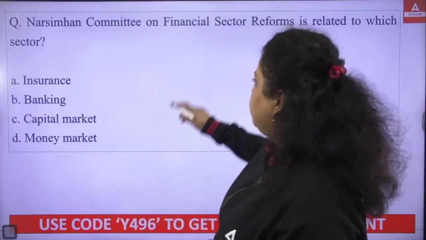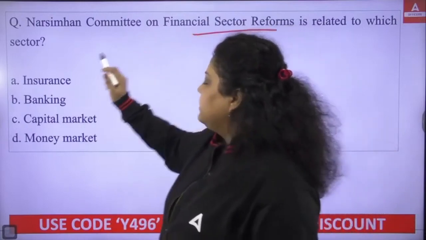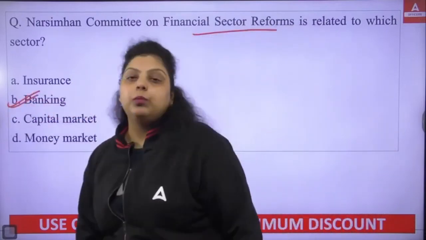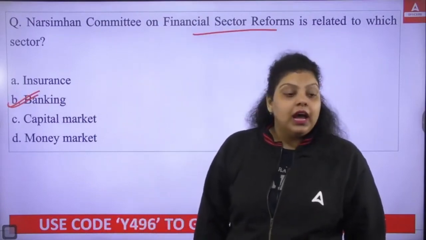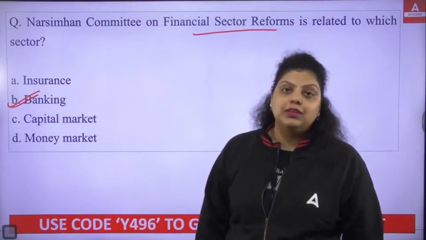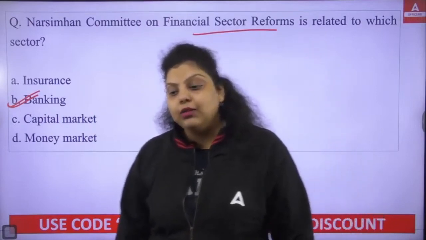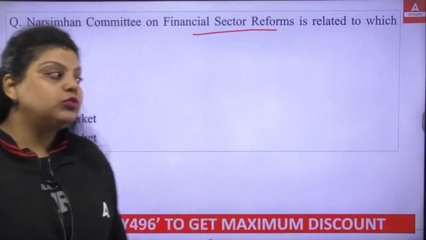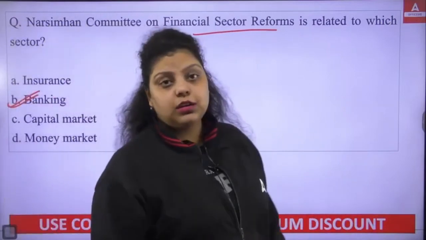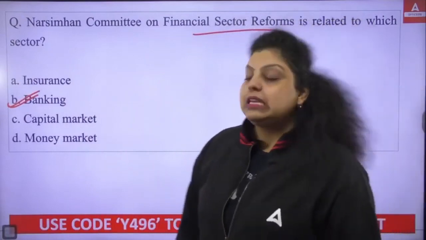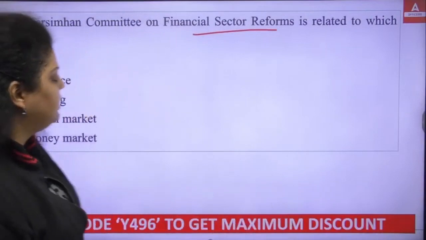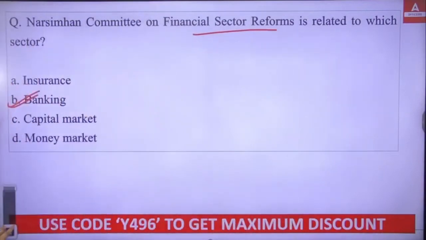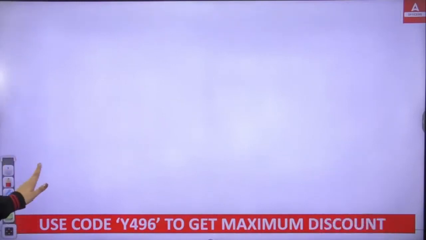But now here you have to remember that the financial sector reform that the Narasimhan Committee gave was related to the banking sector. And these reforms were like reducing the CRR, SLR, increasing the supervisory review of the banking system, and increasing competition by creating private sector banks. These were the recommendations. A lot of other recommendations were also there, given by the Narasimhan Committee in the banking sector. Okay, so the right answer is B.